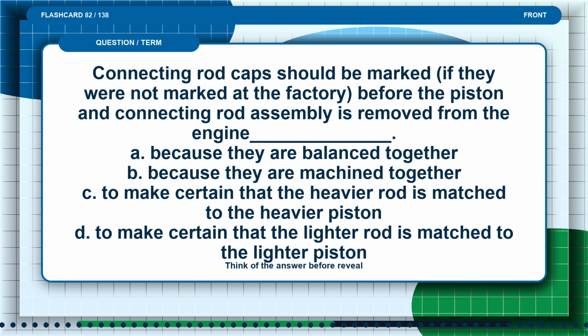Flashcard 82. Connecting rod caps should be marked if they were not marked at the factory before the piston and connecting rod assembly is removed from the engine blank. A. Because they are balanced together. B. Because they are machined together. C. To make certain that the heavier rod is matched to the heavier piston. D. To make certain that the lighter rod is matched to the lighter piston. Pause and think of the answer before the reveal.